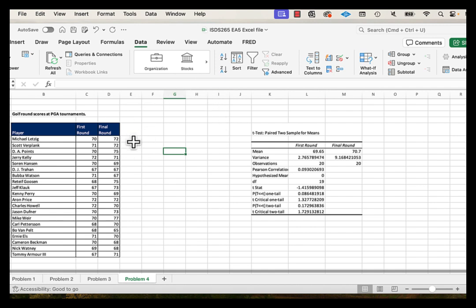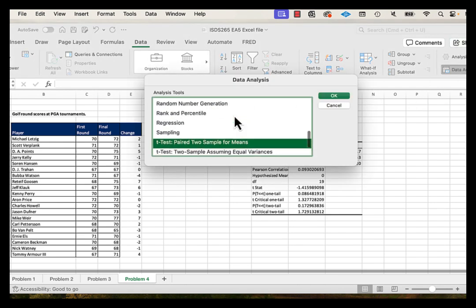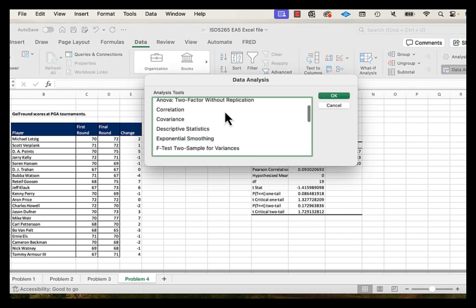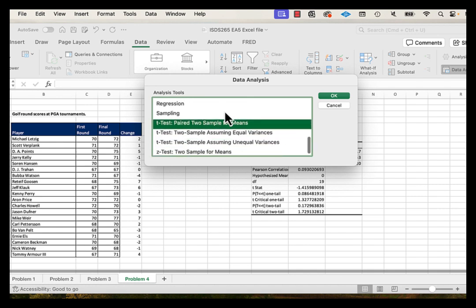And another way to do this: suppose we look at how the scores change, final round versus the first round. We just take the differences. So Michael Letzig's score went up by 2. We can put that in as the change. If you go to Data, Data Analysis, Excel doesn't have a one-sample t-test, just a straight t-test here.